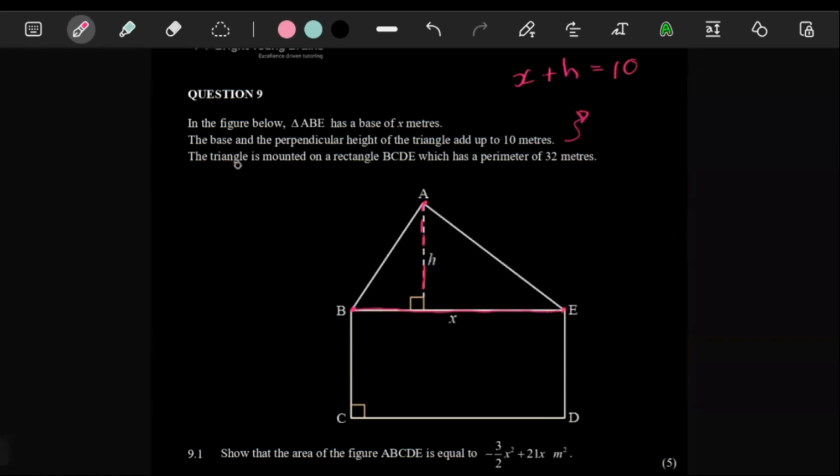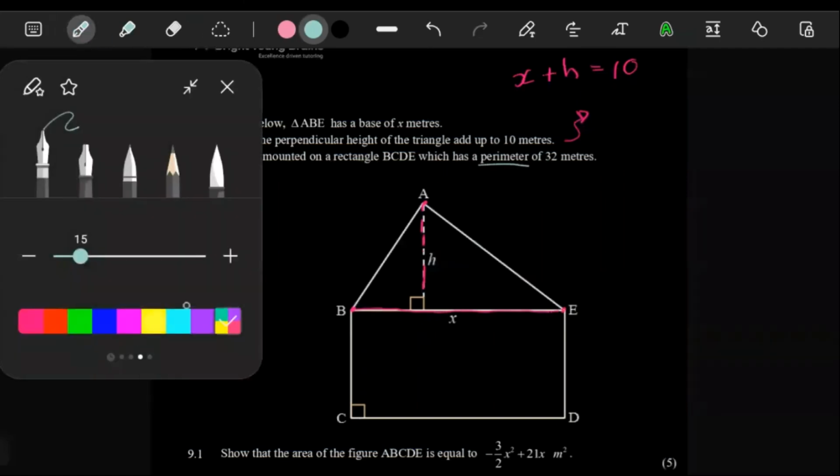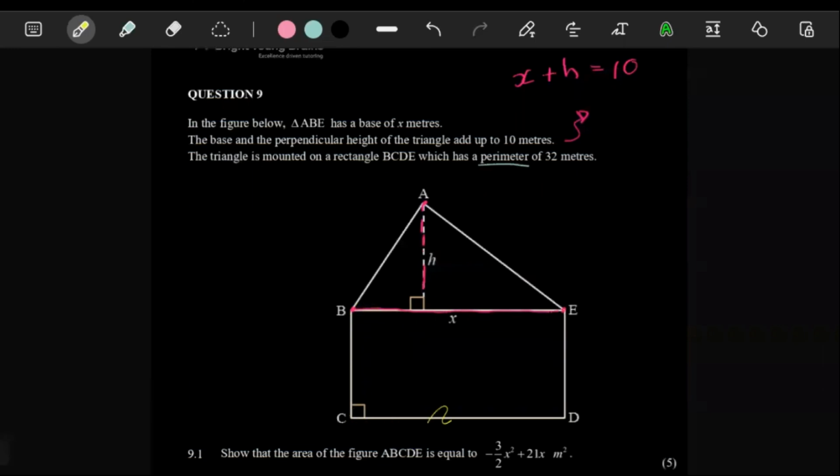So here it says the triangle is mounted on a rectangle which is BCDE. And then it says here which has a perimeter of 32 meters. So again, you see, we want to know what these kinds of words mean. Perimeter, we know it refers to the different sides of your shape added up.